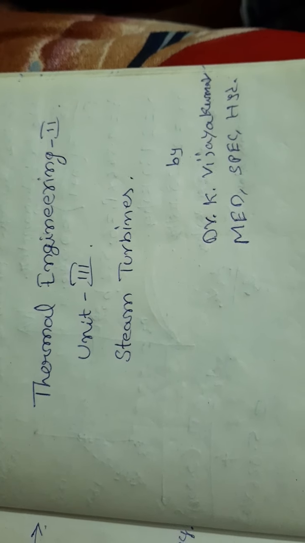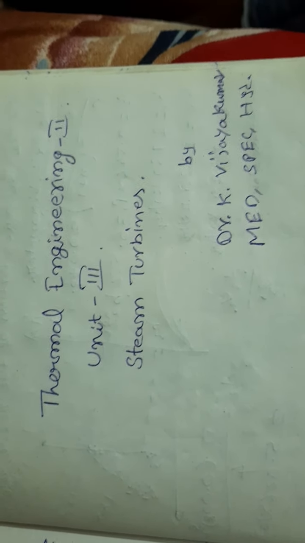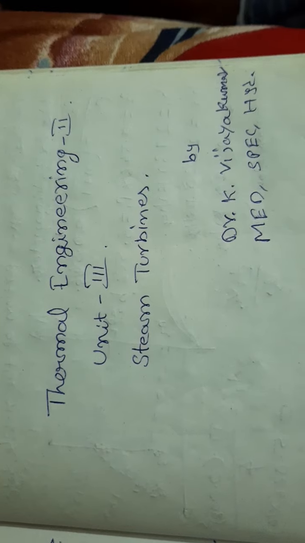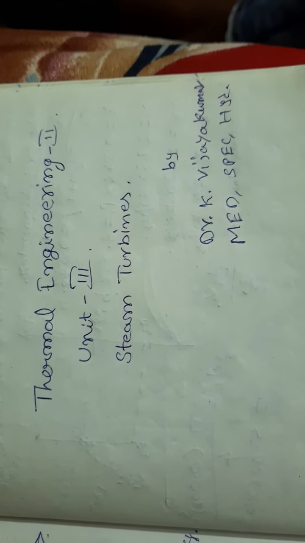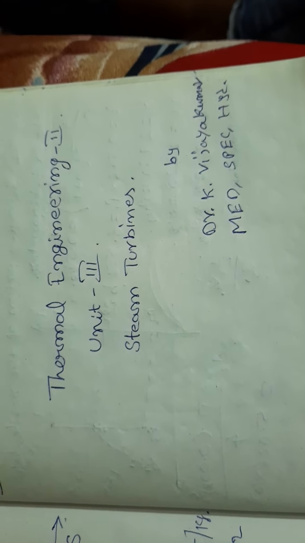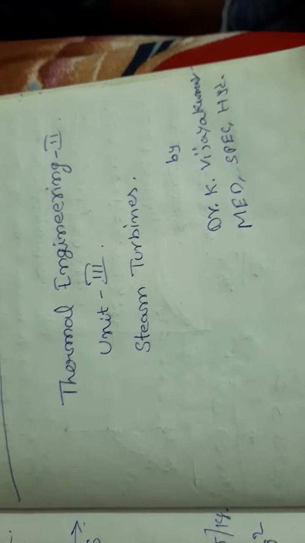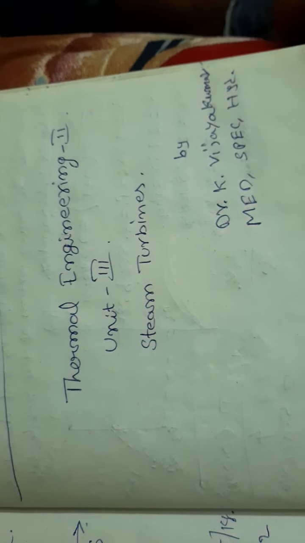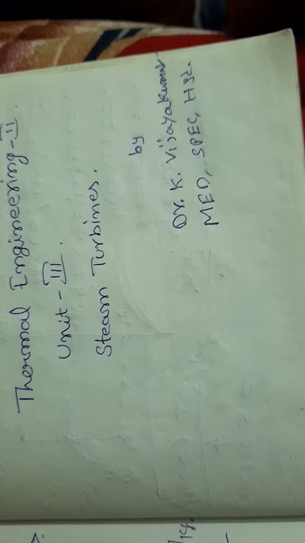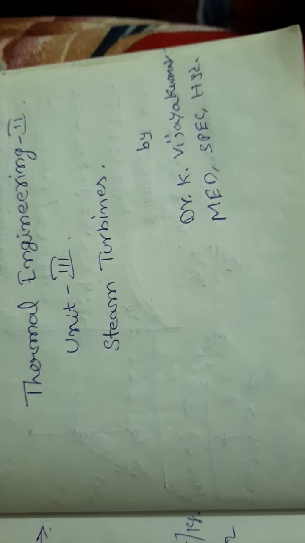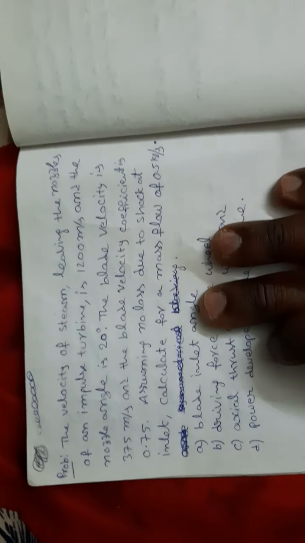Already we have discussed in the last class how to construct the combined velocity triangles for the frictionless impulse turbine, and next the reaction turbine. Today I am going to discuss problems, how to solve the problems by using the combined velocity triangles. Let us see one example problem.